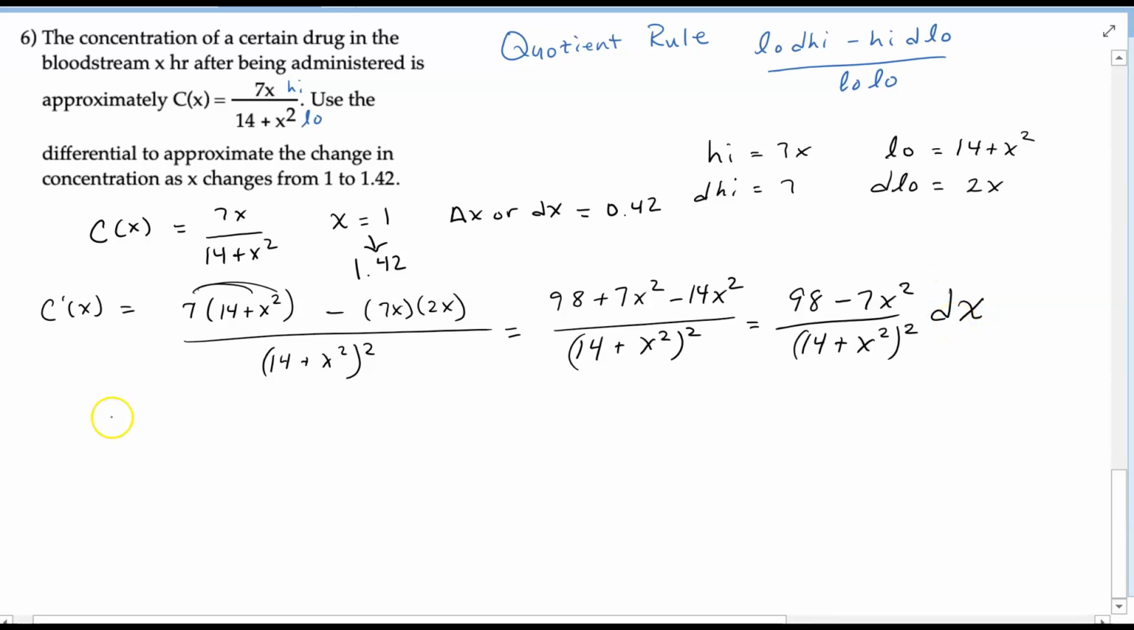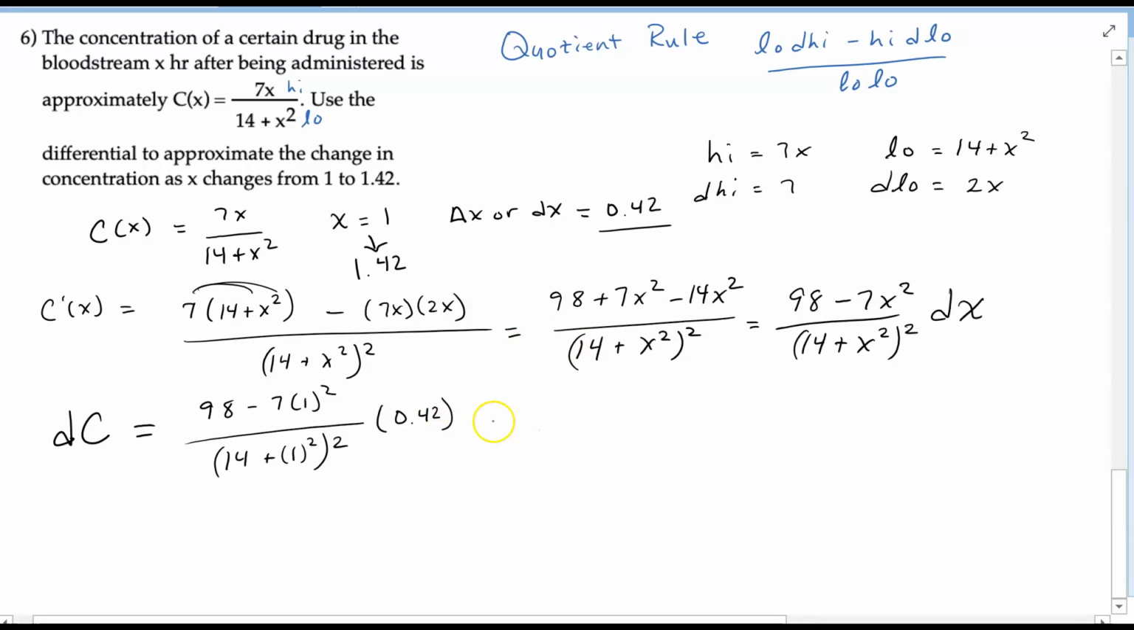Okay, so when we're looking at this dc value, we know we're going to plug in 1 for x. And we're going to replace dx with our delta x that we computed back over here, 0.42. So let's see what that looks like. 98 minus 7 times 1 squared over 14 plus 1 squared, and all of that quantity squared, times my dx, which I calculated at the beginning to be 0.42.